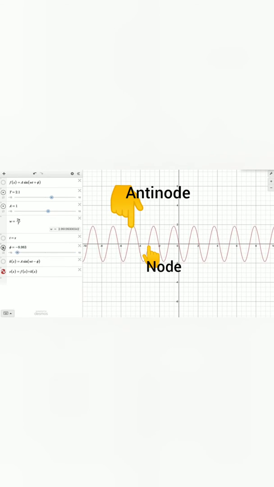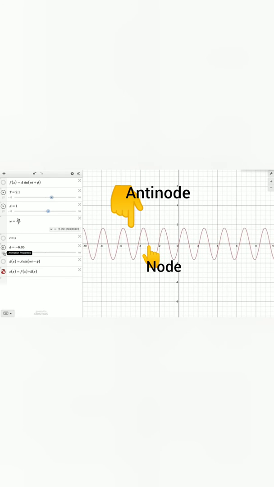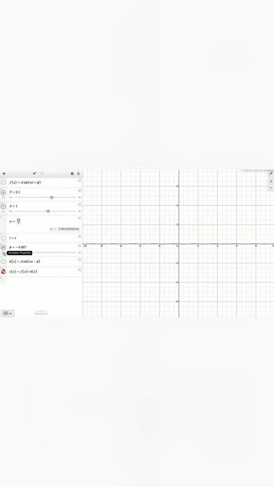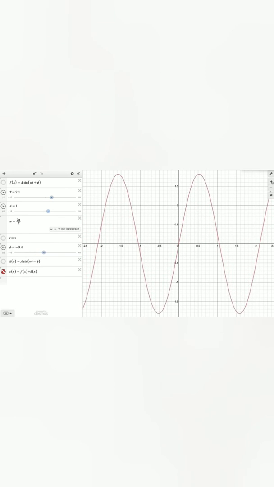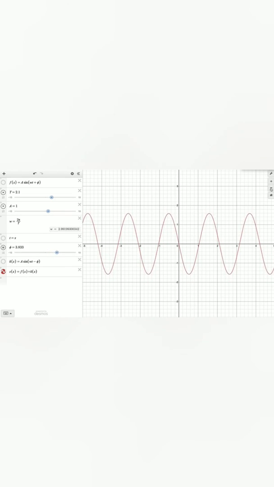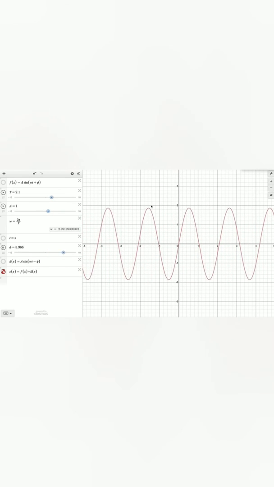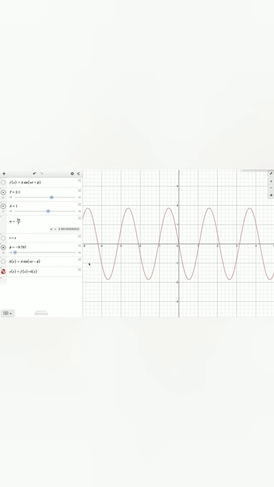Although the two constituent waves are moving in opposite directions individually, the superposition of the two waves doesn't seem to move. Here you can see the nodes and antinodes represented by the highlighted points, and you can also observe that the maximum amplitude of this superposition of the waves is 2, that is the sum of the individual amplitudes, which is 1 for both of them.